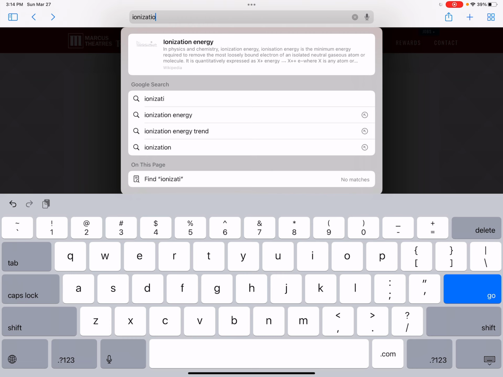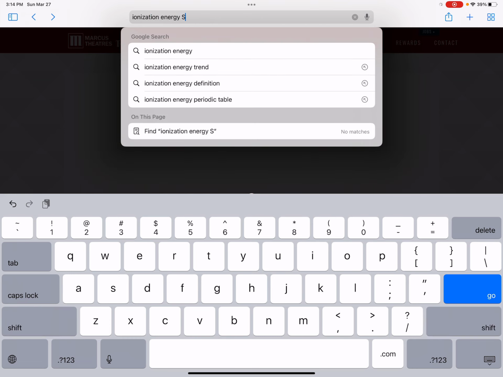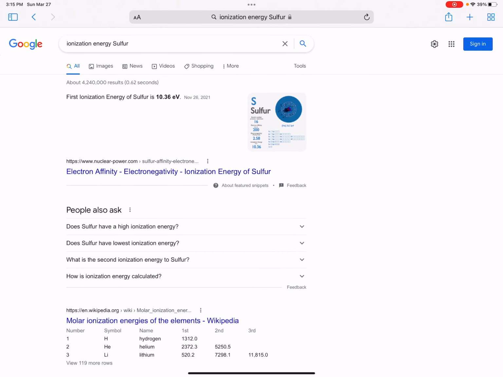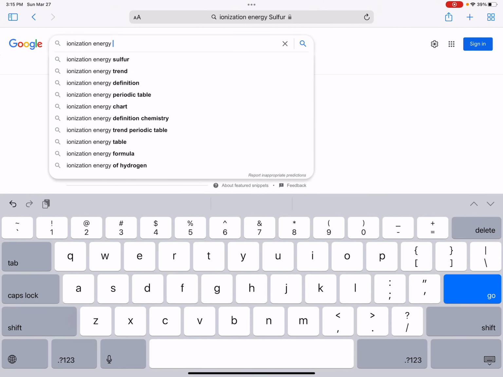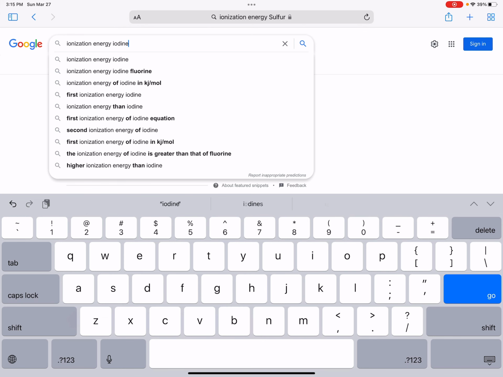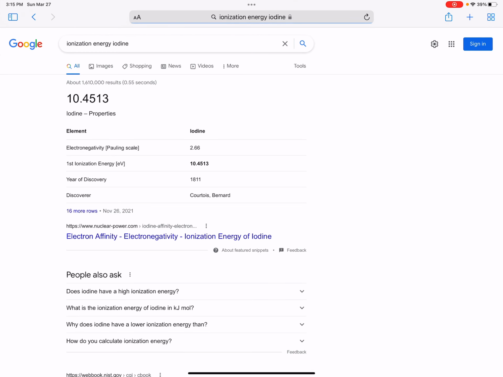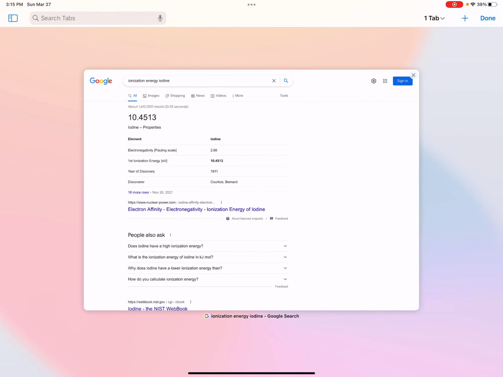Ionization energy for sulfur. So the ionization energy for sulfur is going to be 10.36. What about iodine? 10.45. They're pretty close. Actually, iodine happens to be a little bit higher. So let's make sense out of that.